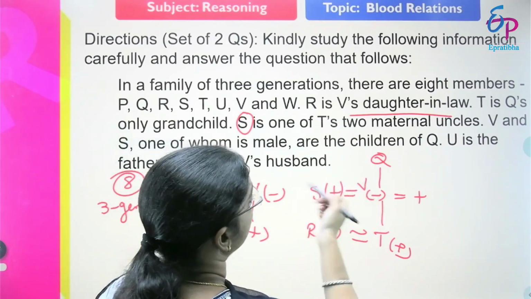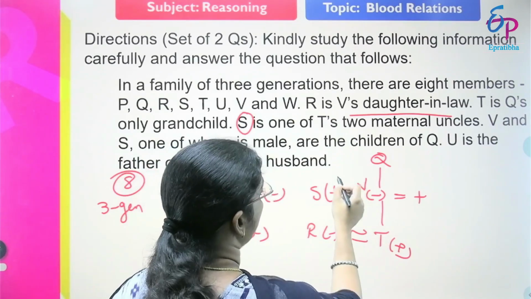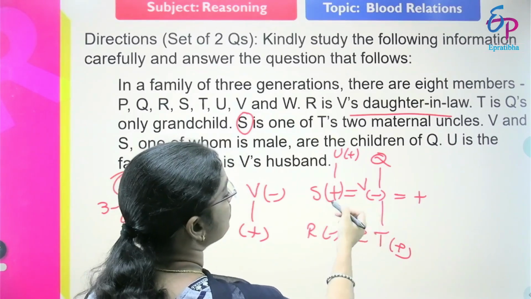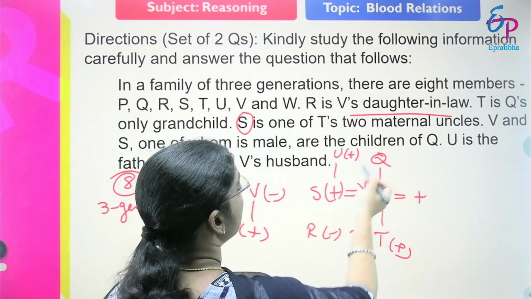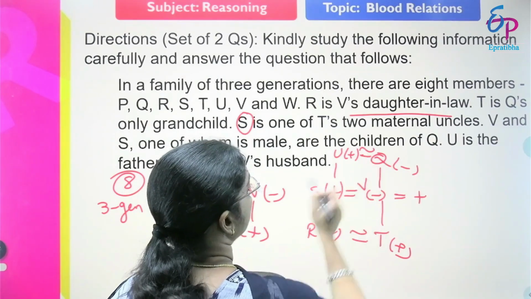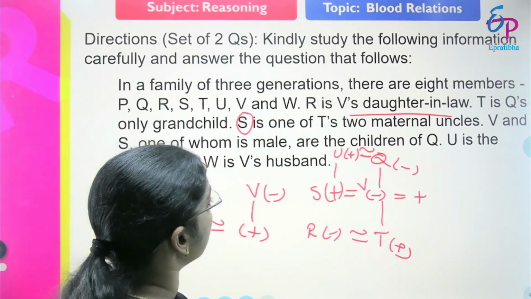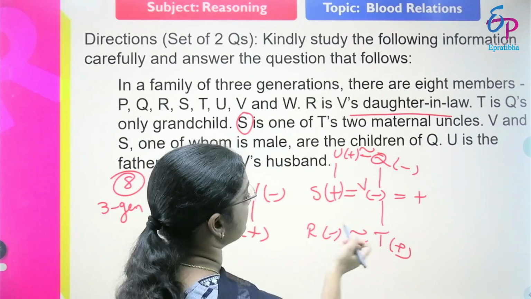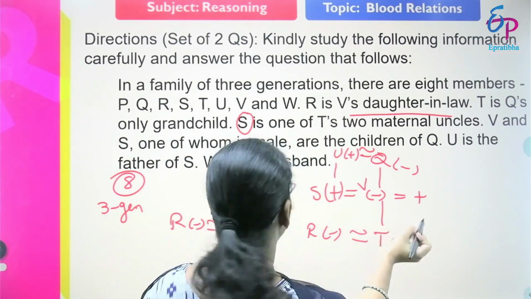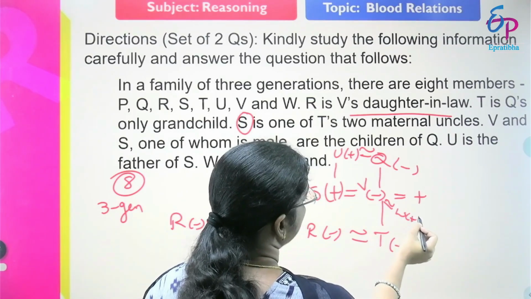Then U is the father of S, friends. U is the father of S, which means we already have siblings here. For all these persons, the parent is Q. So if U is the father, then definitely Q is the mother. So these two persons are couples: U and Q are couples. Then W is V's husband, friends. So we need to take a husband of V. W is V's husband.